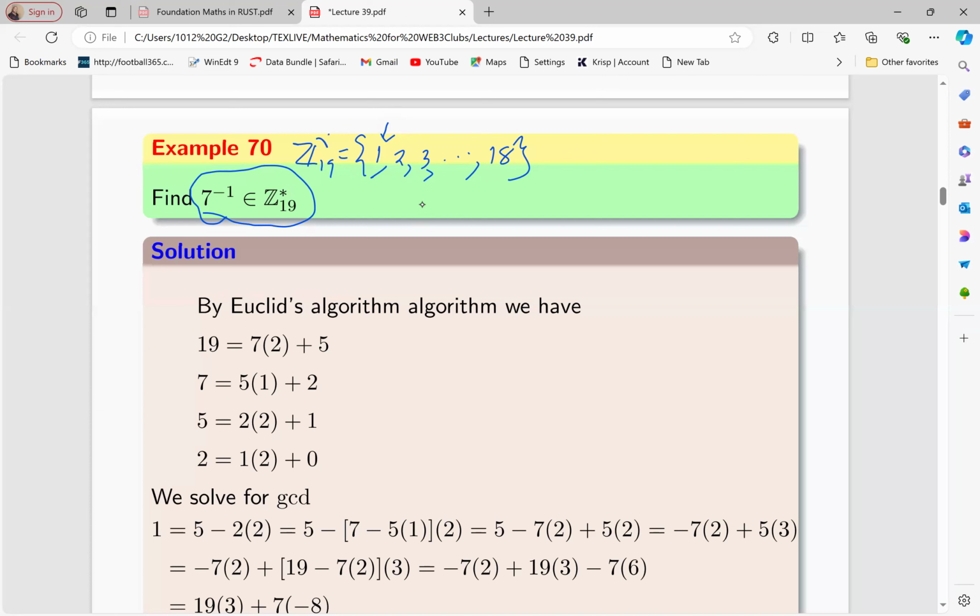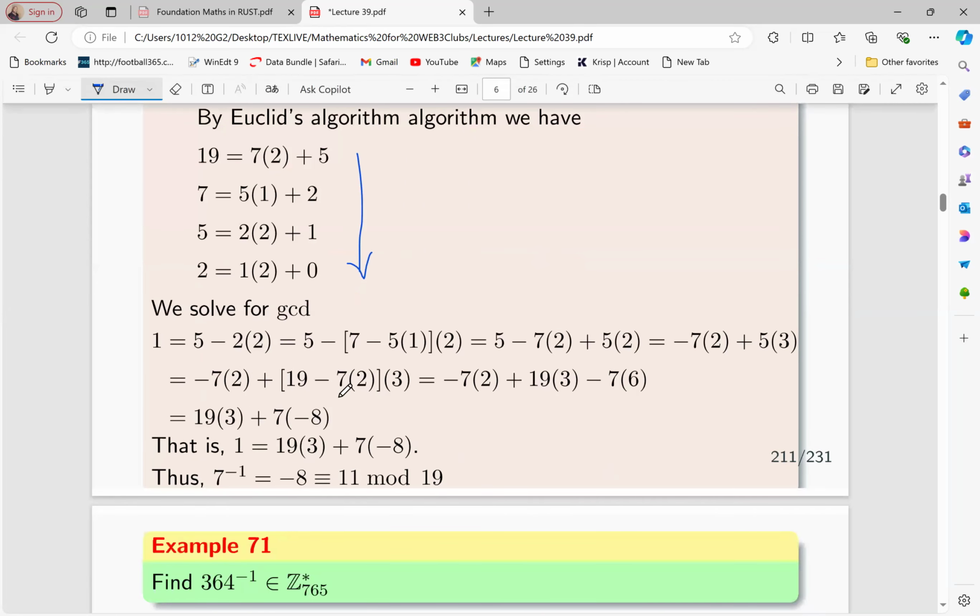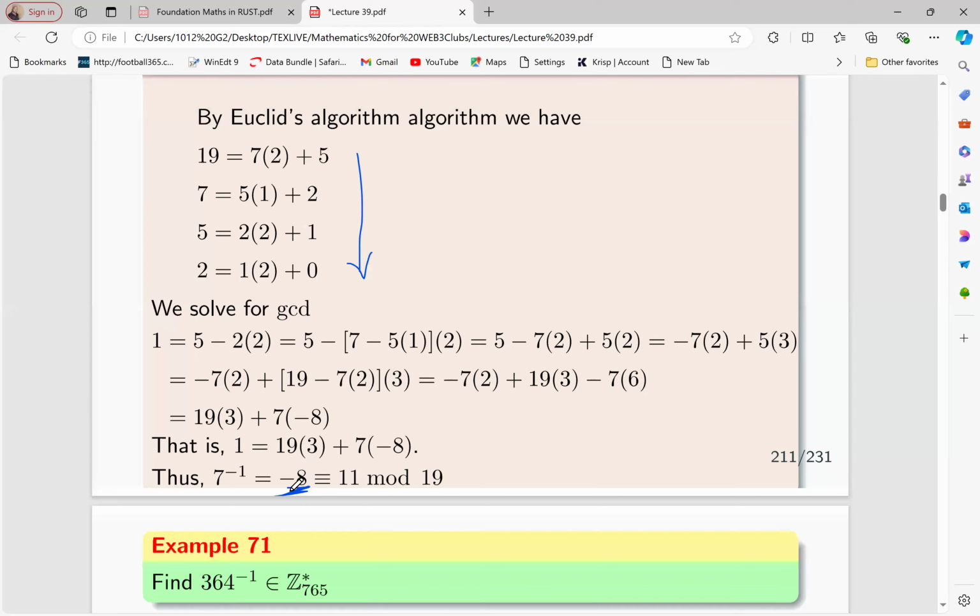Now, this one has a star there. If you want it to be considered as an additive group, you remove this star and then include 0 among the elements. It becomes a group under addition. But the question is, what is the inverse of this 7 here? We just do it the same way we've been doing, using the standard Euclidean algorithm, and then reverse. And that gives you the inverse as negative 8, which is 11. Is that okay? Yes.